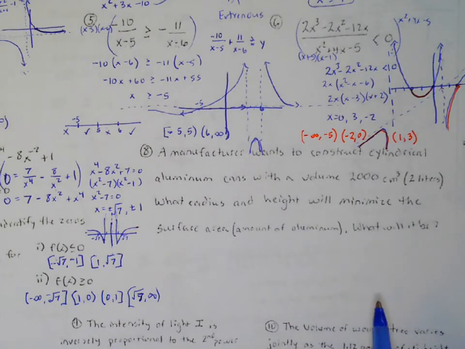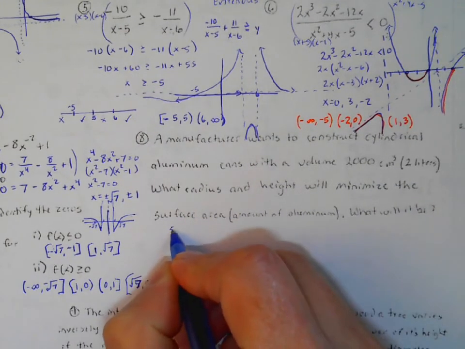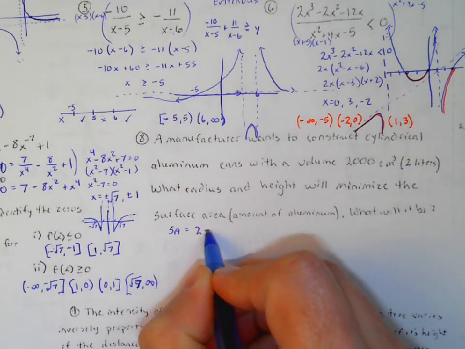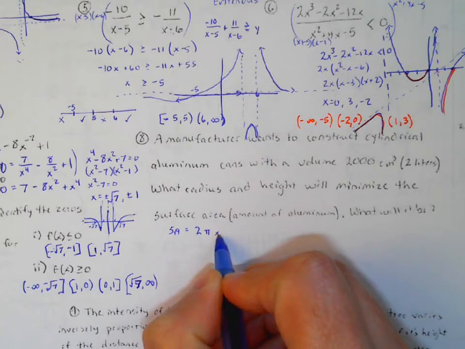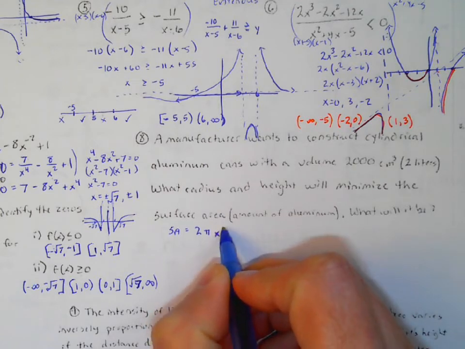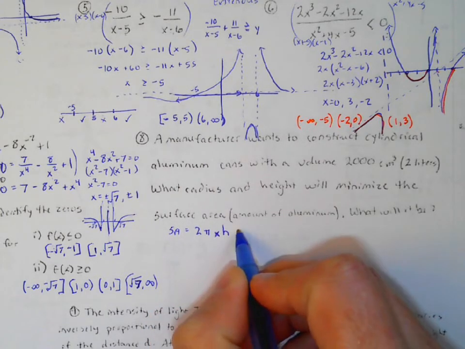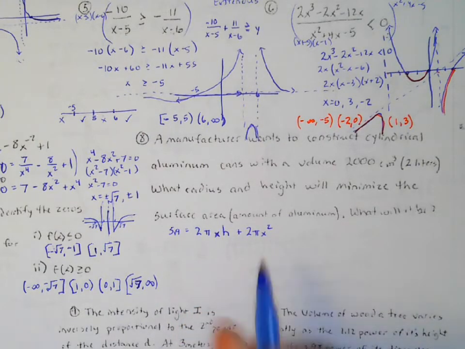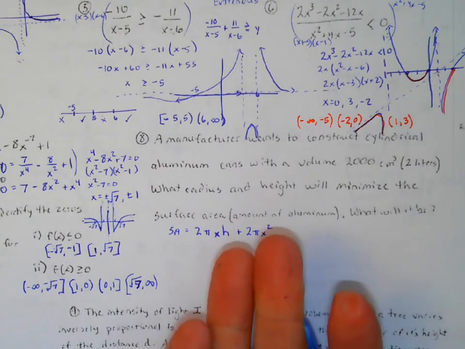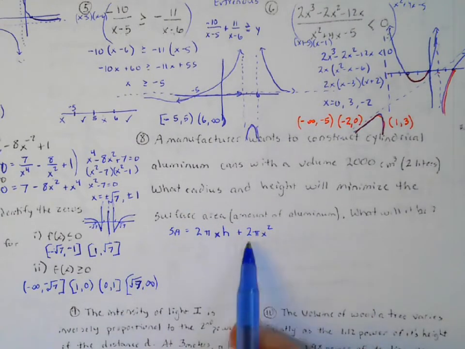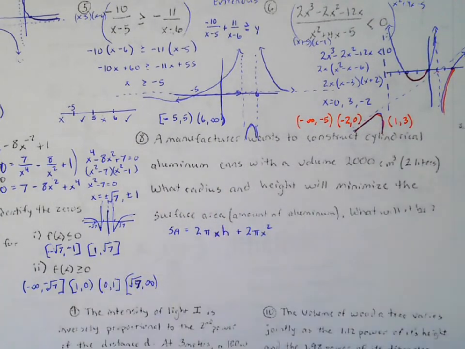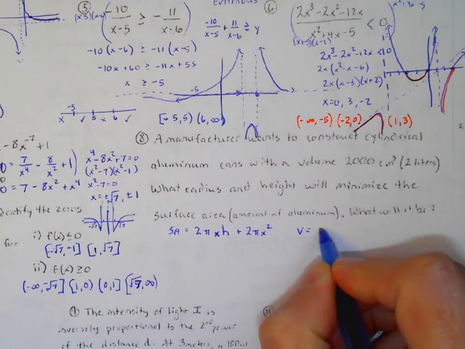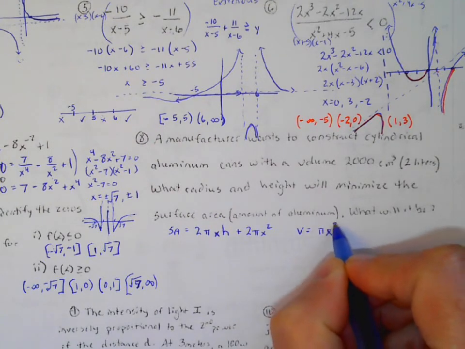Okay, so first of all, the surface area of a can is 2 pi r h plus 2 pi r squared, where r is our radius, our x is our radius. So pi r squared is one base of the can, and then another base of the can makes 2 of them. And then that's your lateral area around the outside. Our volume is pi r squared h, or pi x squared h.